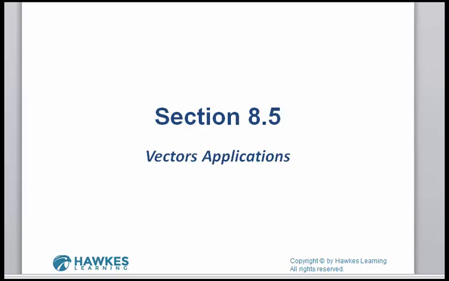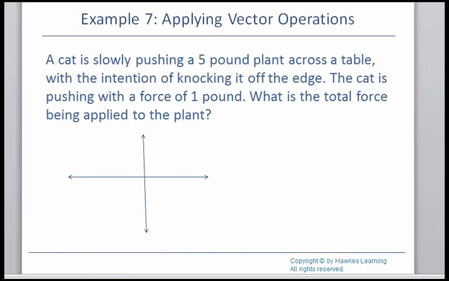We're going to conclude section 8.5 by looking at one additional example of a vector application. Our problem says a cat is slowly pushing a 5-pound plant across the table with the intention of knocking it off the edge. The cat is pushing with a force of 1 pound. What is the total force being applied to the plant?